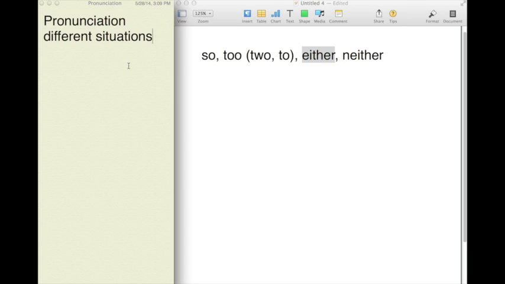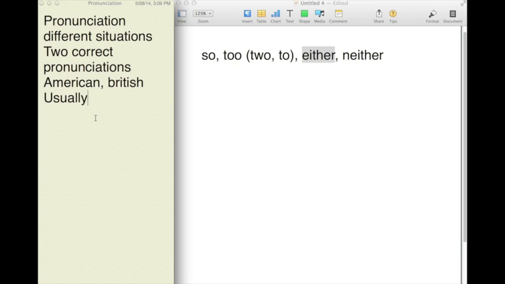These actually have two correct pronunciations. And that's pretty common in English. You'll have a word that people can say one way or another way. Sometimes it's because it's an American or British pronunciation. One is American, one is British. Or sometimes it's not that clear. Sometimes there are just two correct pronunciations.